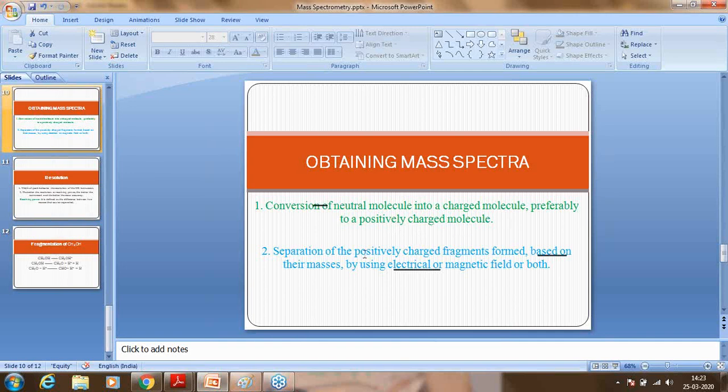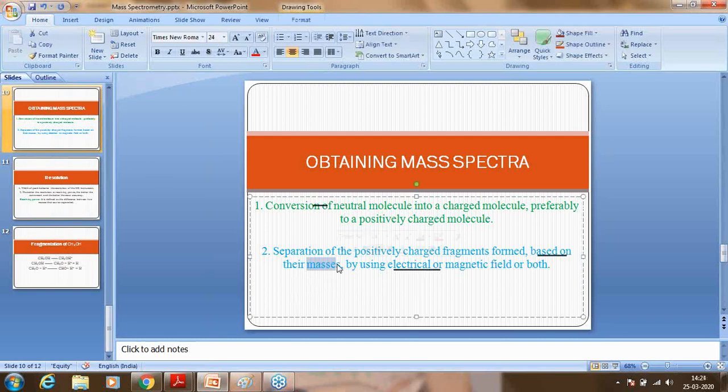Now, separation of the positively charged fragments formed, based on their masses. I am again reminding you that here the mass has the important role in identifying the sample. Okay, so whatever positively charged fragments are formed will be separated based on their masses by using an electrical or magnetic field. Now what will happen?